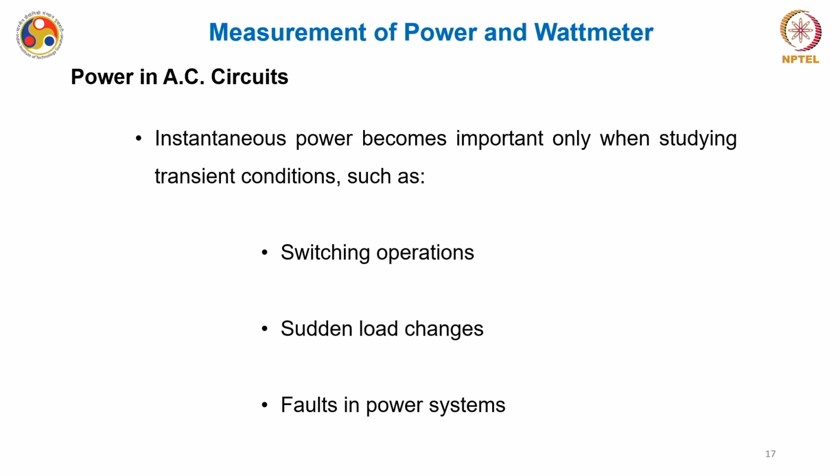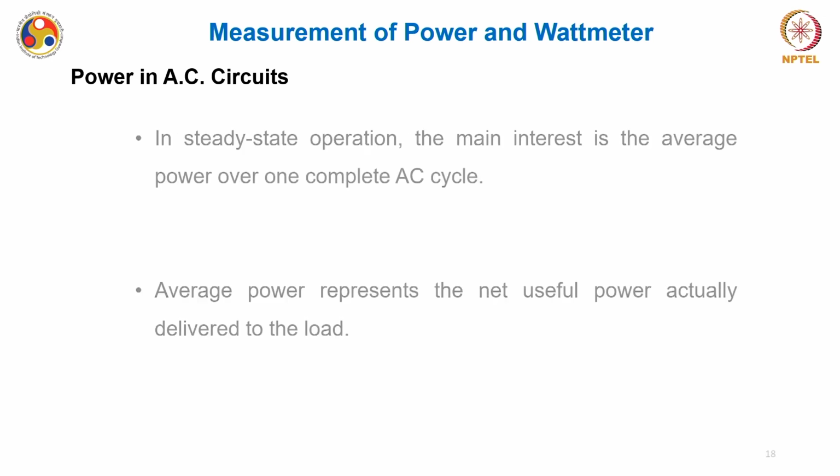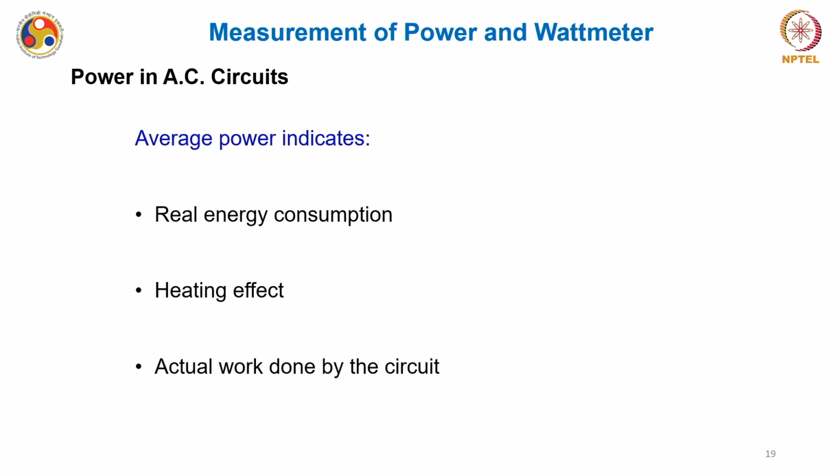Instantaneous power is sometimes important, particularly when you are studying switching operations, sudden load changes, or if there is a certain fault in the power system. In those cases instantaneous power might be useful, but in a more practical sense it is the average value which is more desirable. So in steady state operation, the main interest is in the average power over a complete AC cycle. Average power represents the net useful power actually delivered to the load. That's why it also helps in calculating energy and other parameters. We'll discuss that later on.